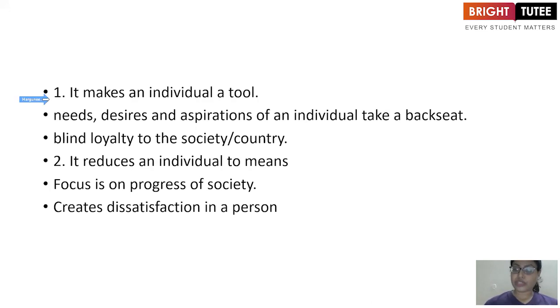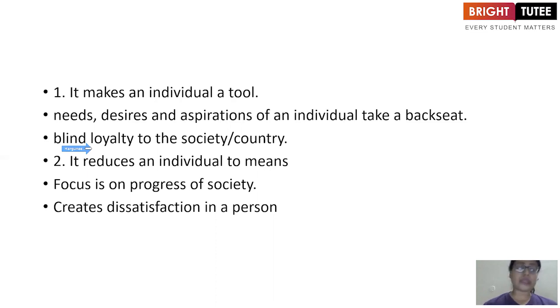If you're having social aims of education rather than actually having individualistic aims of education, and if you're promoting social aims of education, that means that you are kind of trying to make an individual a tool for the progress of the society. So in that scenario, the needs of a student, the desires of a student or an individual, the aspirations, goals, aims that he has, they tend to take a back seat. And what happens is that you are kind of promoting blind loyalty to the society or the country that you belong to.